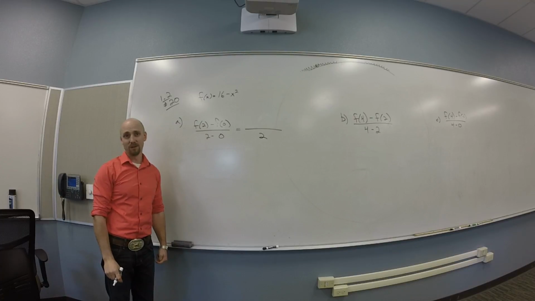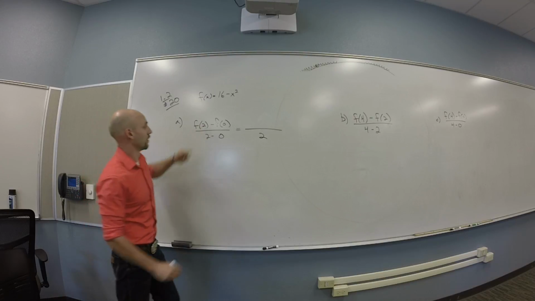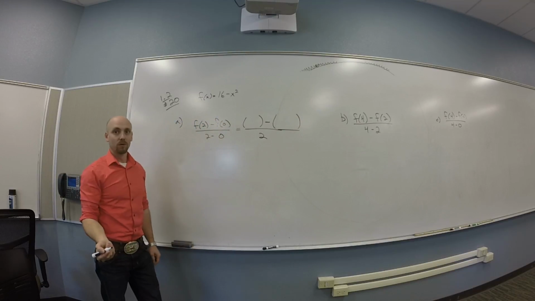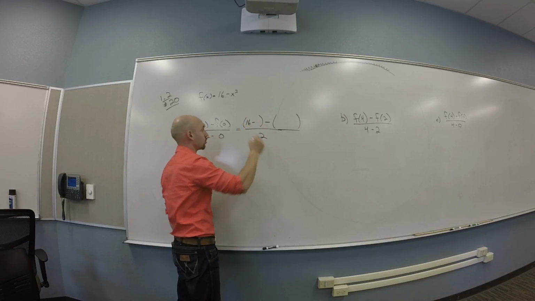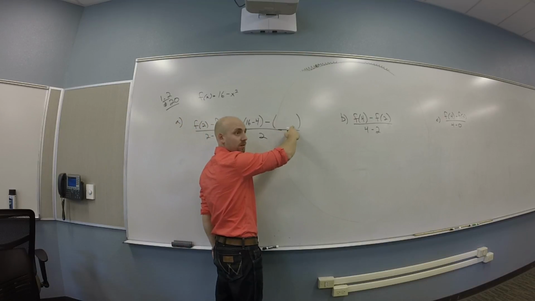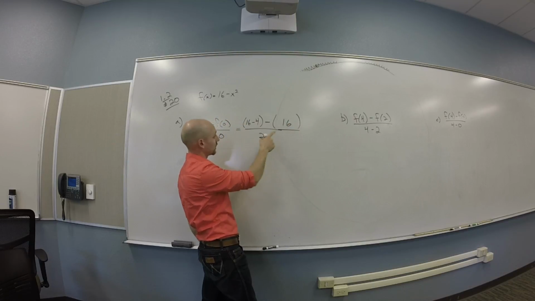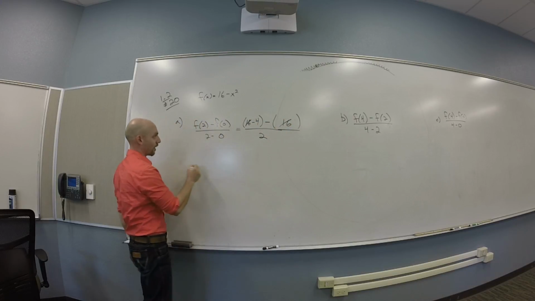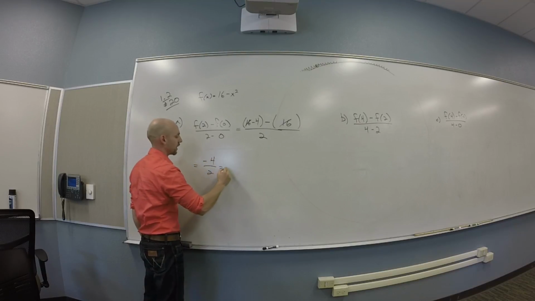On the top, what do I need to do? I need to calculate what f of 2 is and subtract f of 0. F of 2 is going to be 16 minus 2 squared, which is 4. And f of 0 is going to be 16 minus 0 squared, which gives me 16. So the 16s will cancel, and I'll get negative 4 over 2, which gives me negative 2.